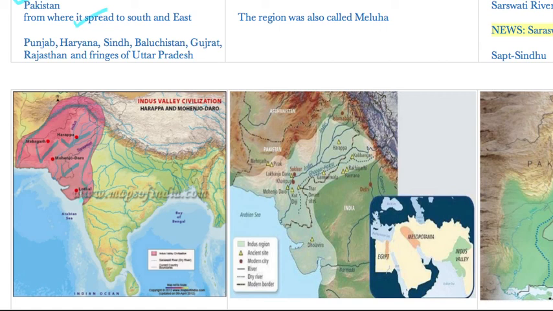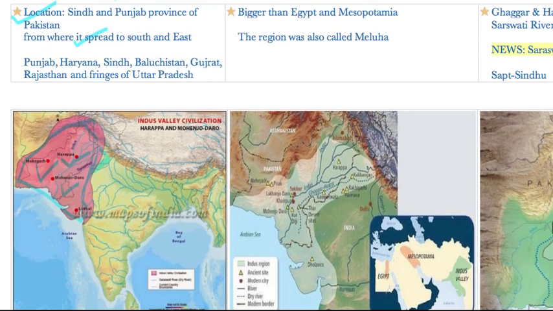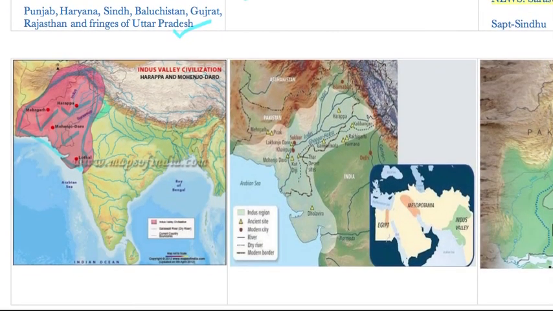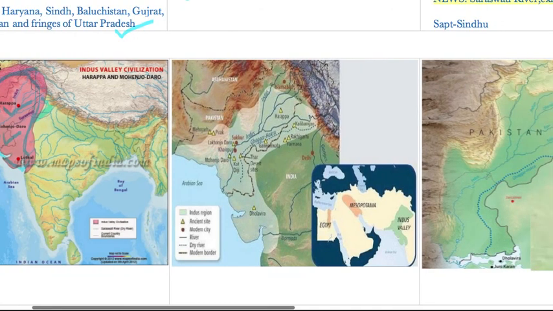So it extends from Balochistan to Gujarat, and then here Kashmir, and some part of western UP also comes under this civilization. Till Meerut it extends. So this is one important point: Punjab, Haryana, Sindh, Balochistan, Gujarat, Rajasthan, and fringes of Uttar Pradesh. So this is the expanse of this civilization. Then, this civilization was bigger than Egypt and Mesopotamia. The region was also called Meluha by those people. You might know The Immortals of Meluha. So actually Meluha was this land.